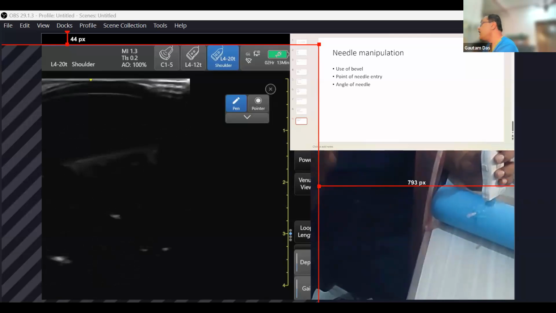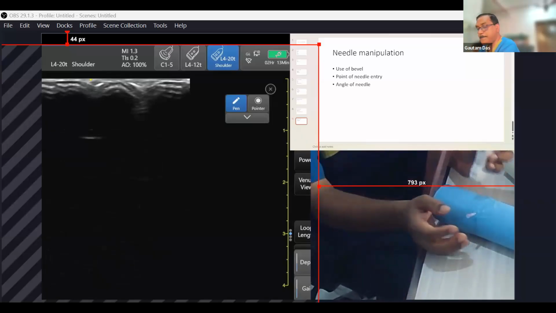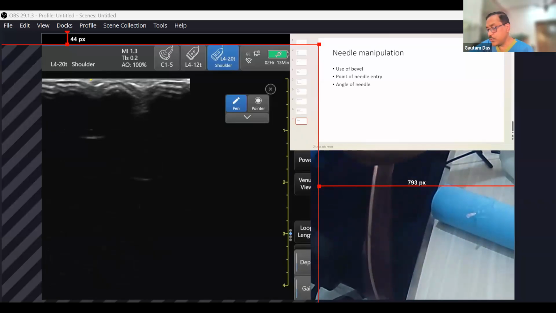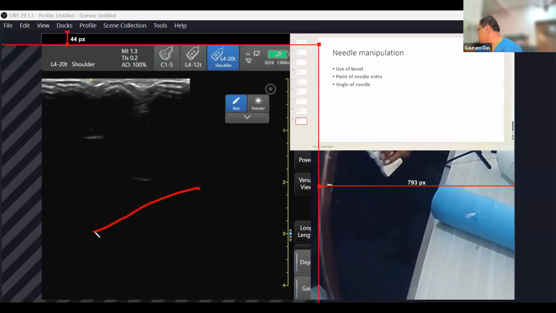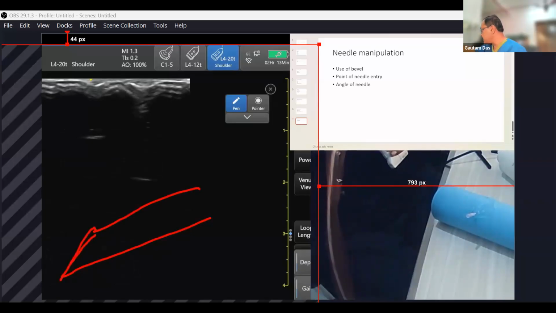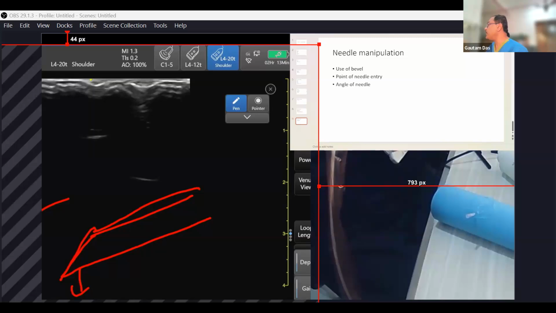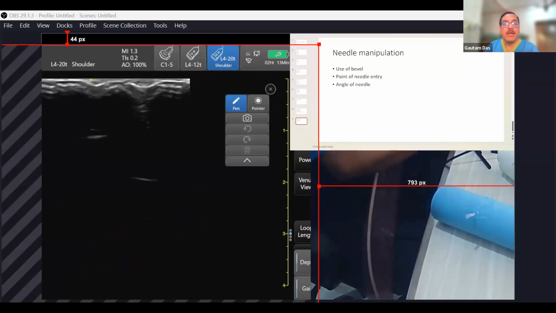So when you are trying to go up, let me explain. Suppose this is the needle, this is the bevel. This bevel makes the needle act like a curved needle, so the natural tendency of this needle will be to go down. And if you wish to go up, turn it and make the bevel down. That means you try to move your needle opposite to your bevel. So keep it up or down. You can see with the ultrasound beam where your bevel is, and accordingly you can manipulate.